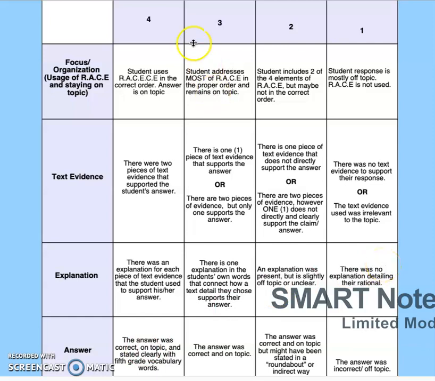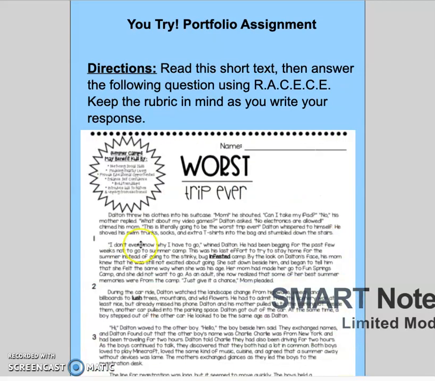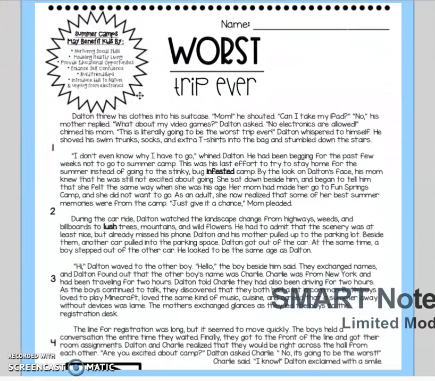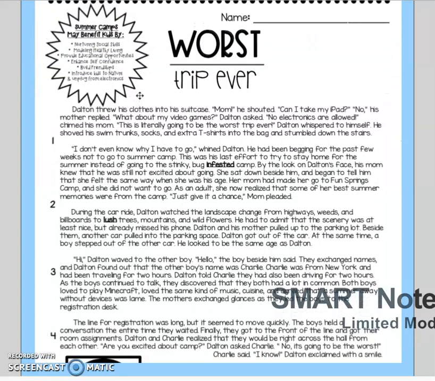As I wrote my response, I checked this rubric over and over again. And at first, I actually only had 1 detail and 1 explanation. And I realized I was only going to get a 2 or a 3. But to push me to a 4, I needed 2 good pieces of evidence and 2 explanations. So that's how the rubric kind of helped me there. Now, I'm going to read to you a story called The Worst Trip Ever, and then you are going to do your portfolio assignment.